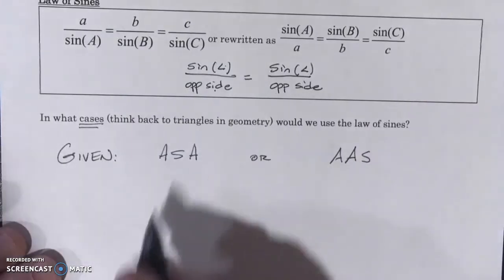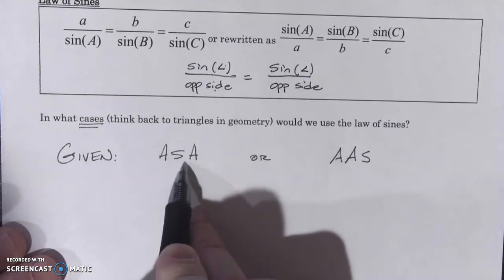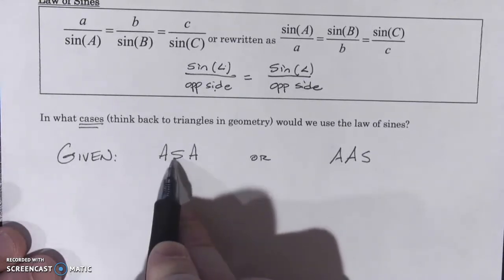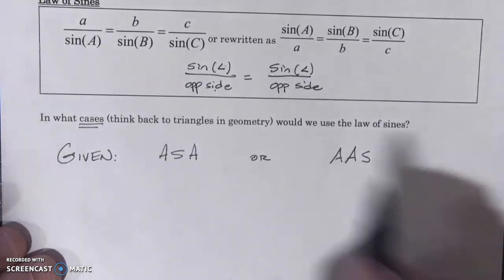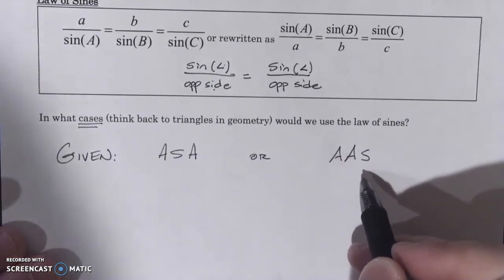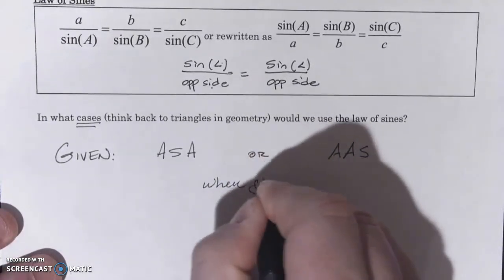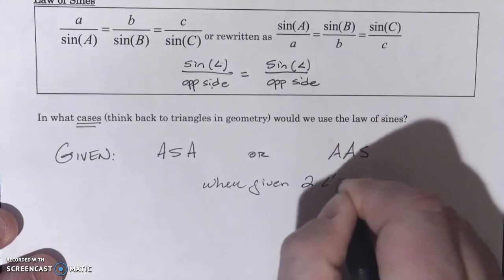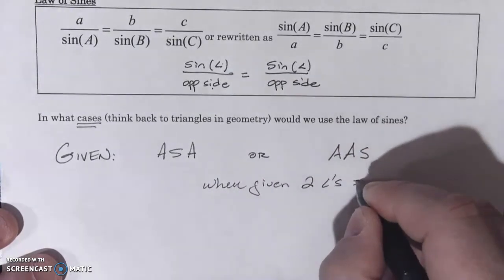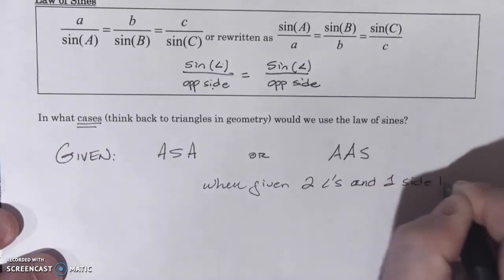All right. If you're given two degree measures and the included side, the side in between them, that side length, we should be using law of sines. If you're given two angle measures and the non-included side, we should be using law of sines. More generally, when you're given two angles and one side length.